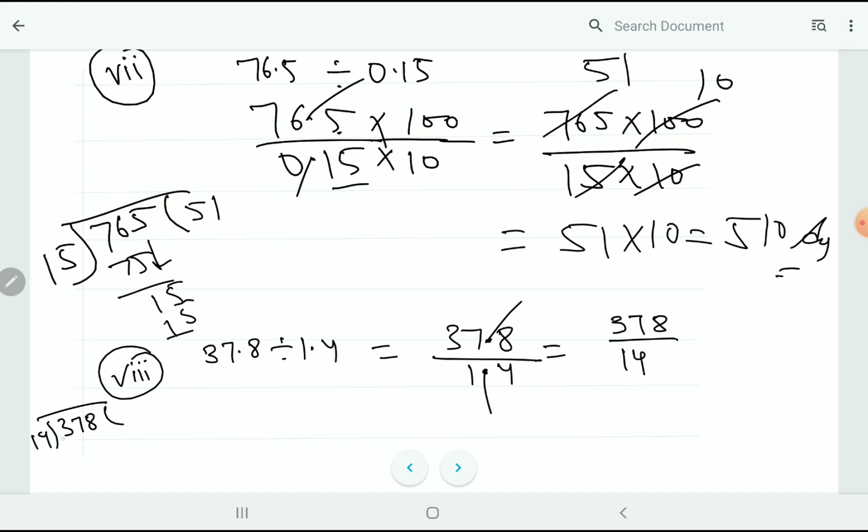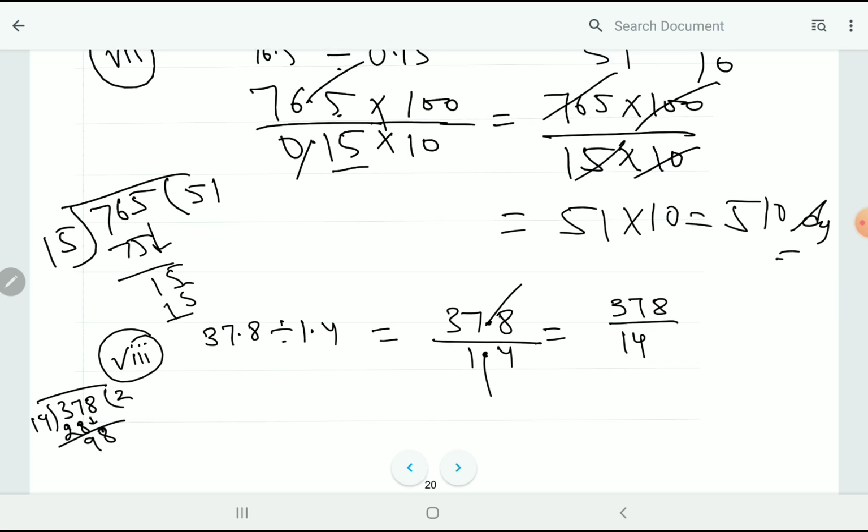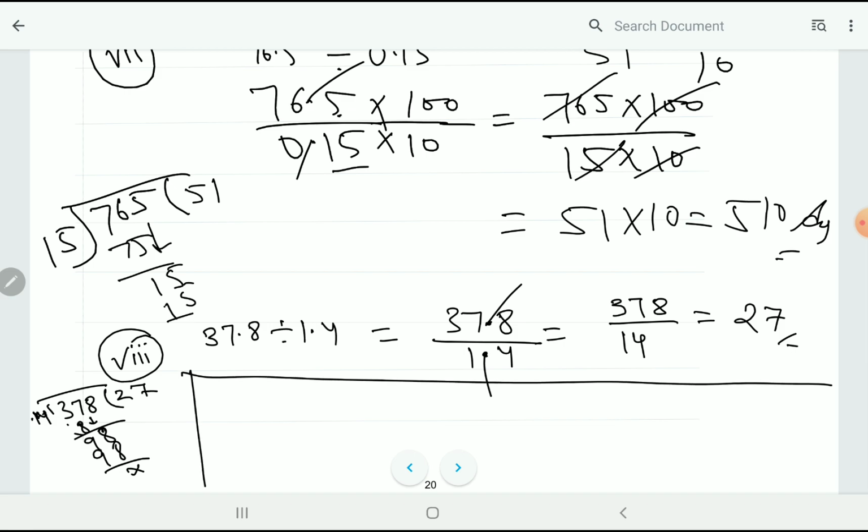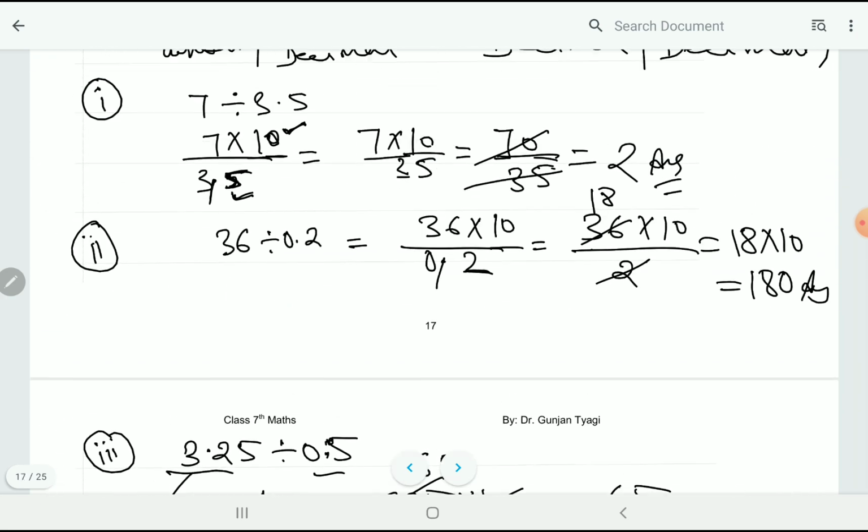Let's do the division. 14 2s are 28, so 9 will be left, I will write 8. 14, yes, 14 7s are 98. It is divisible and the answer is 27. Eighth part is completed. Let's do the next and last part of the same question.